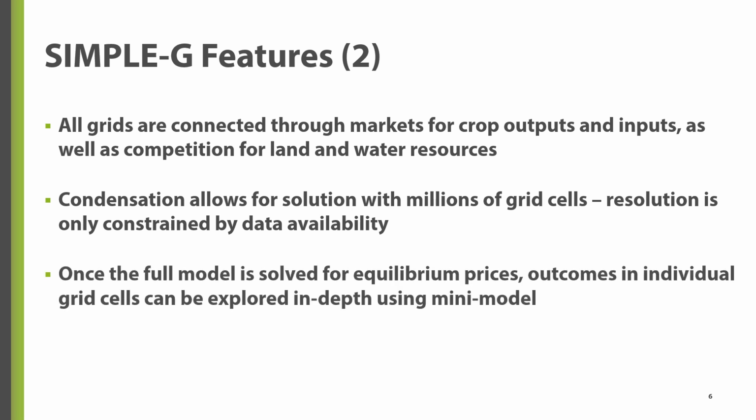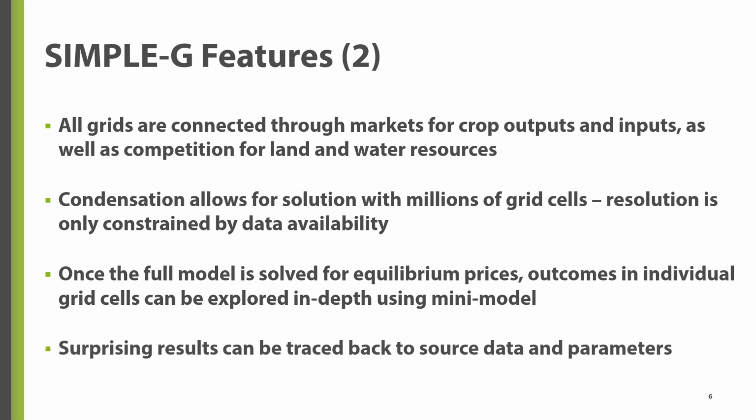Once the full model is solved for equilibrium prices, outcomes in individual grid cells can be explored in depth using the Simple G mini-model approach. As we'll see in Chapter 11, the mini-model can be used to exhaustively explain model results, including any surprising differences that appear when the results are viewed on a map. This allows users to track these differences back to differences in data and parameters, which may in turn require further scrutiny and evaluation by collaborating scientists. In short, Simple G is not a black box.